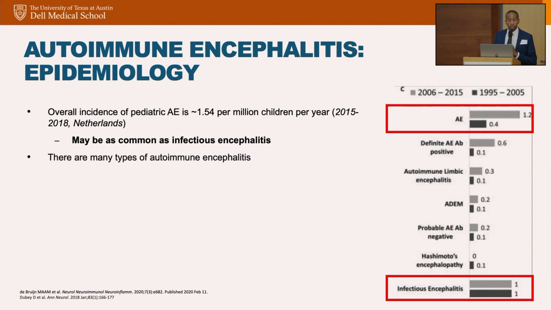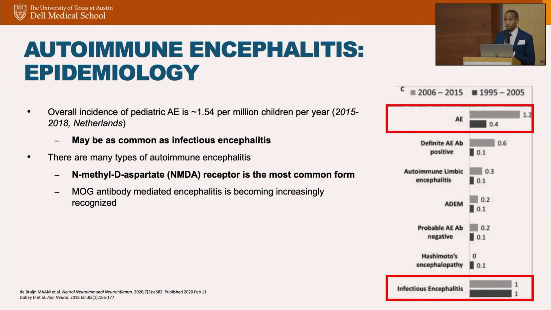Okay, so there are many different forms of autoimmune encephalitis, the most common being NMDA receptor encephalitis. Another very common form of immune-mediated encephalitis are MOG antibody-associated disorders. And this is another increasingly recognized form of autoimmune encephalitis. And this is due to the fact that we now have a reliable cell-based assay that we can use to detect these antibodies in children. Paraneoplastic forms of autoimmune encephalitis are very uncommon, but they can occur.